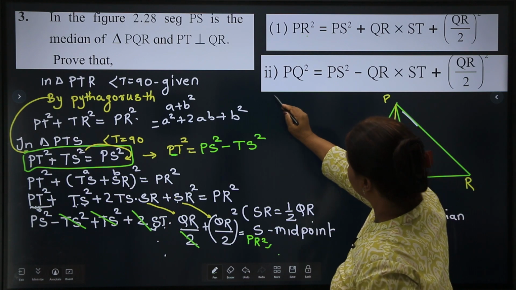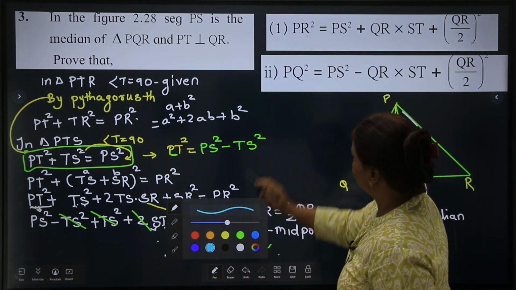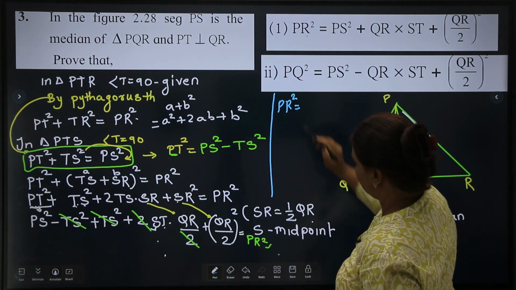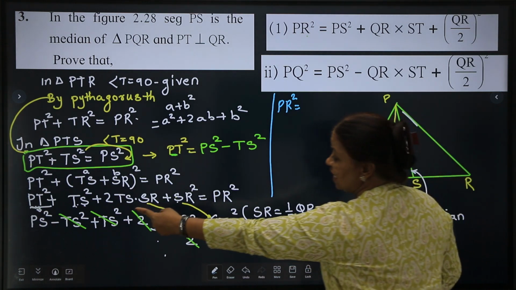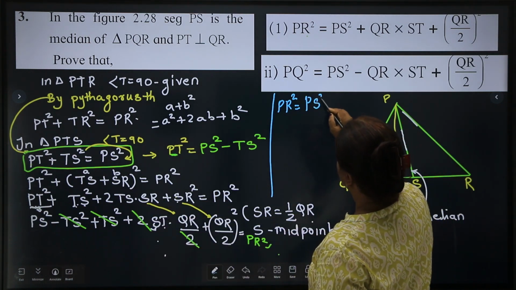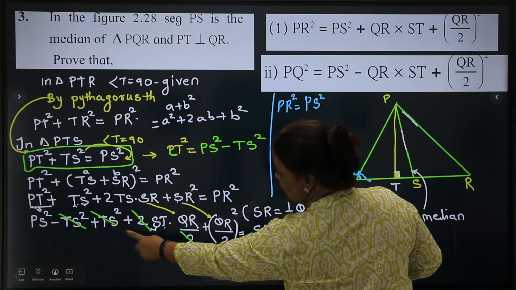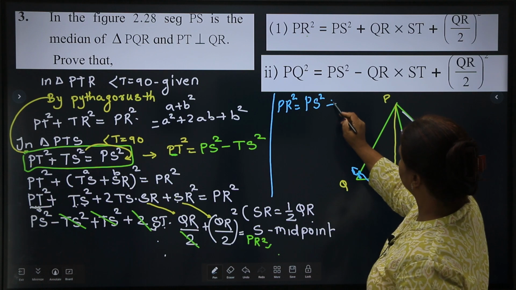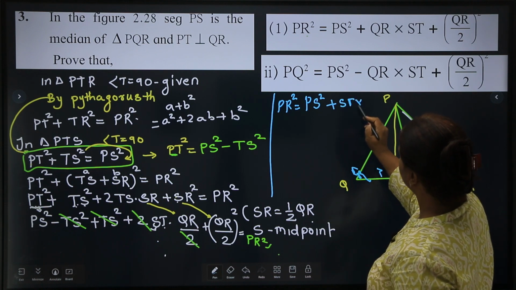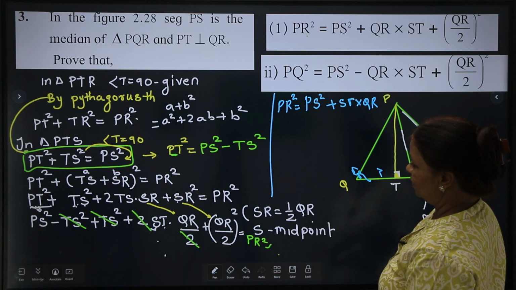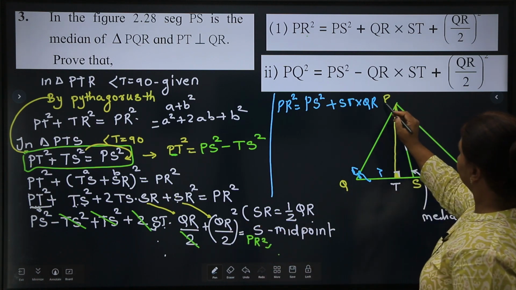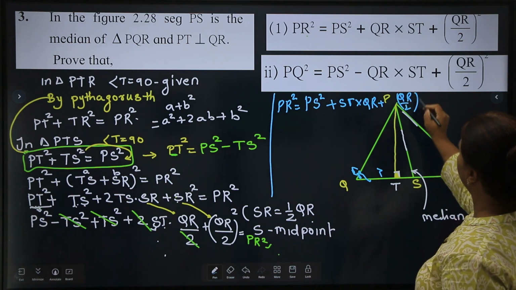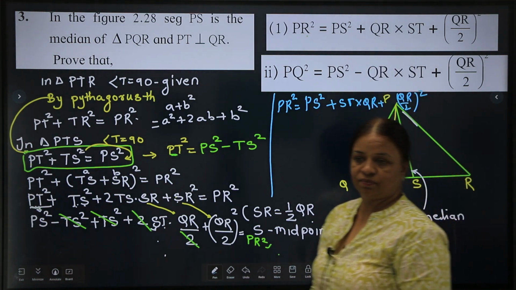So I can write here PR square, which is equal to PS square. Then this is cancelled, this is cancelled. ST into QR plus ST into QR plus QR upon 2, the whole square. Hence proved the first statement.